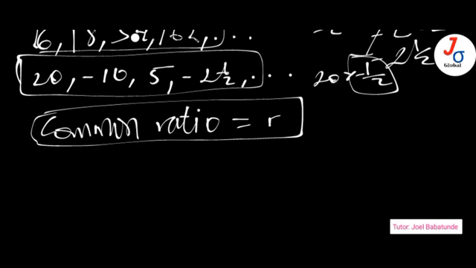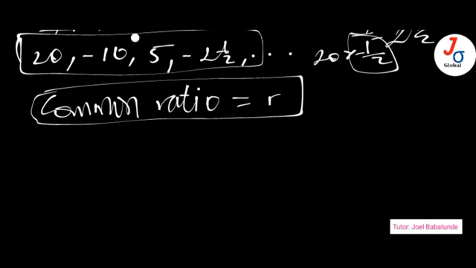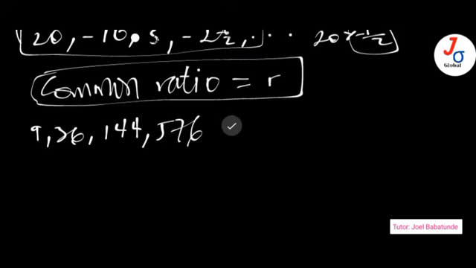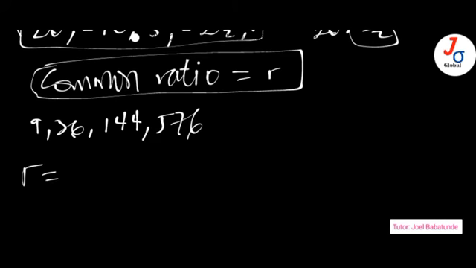All right, so let's take an example and find the common ratio. Let's say we have 9, 36, 144, 576. How do you find the common ratio? The formula for the common ratio is Tn over Tn minus 1. That means if you have T2 here, this has to be T1. If you have T3 here, this has to be T2. So just a difference of 1.